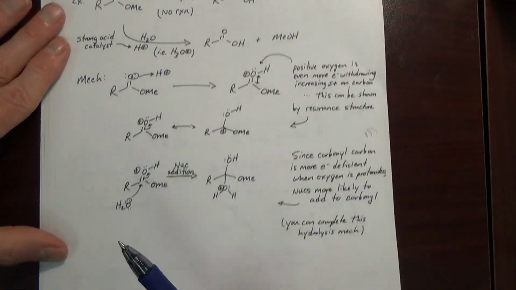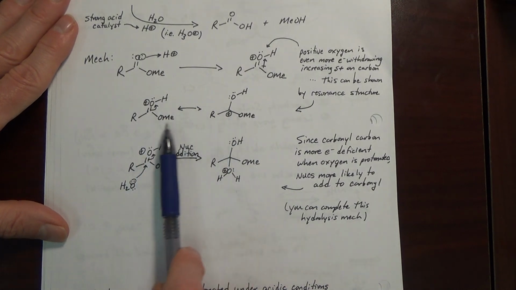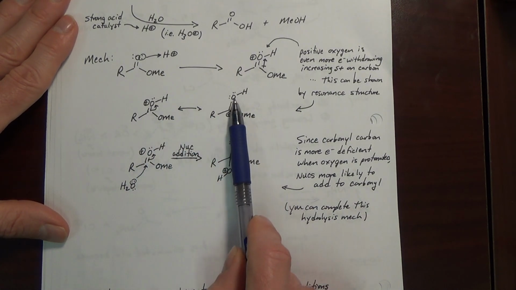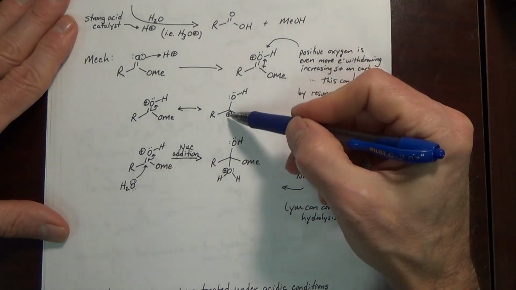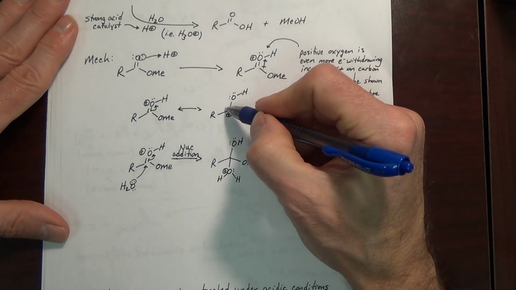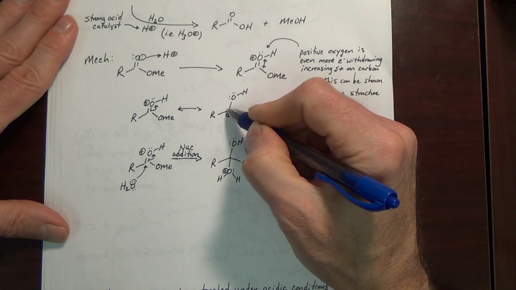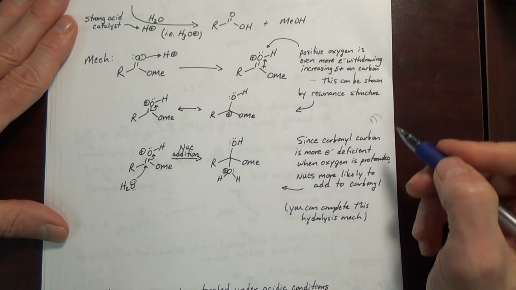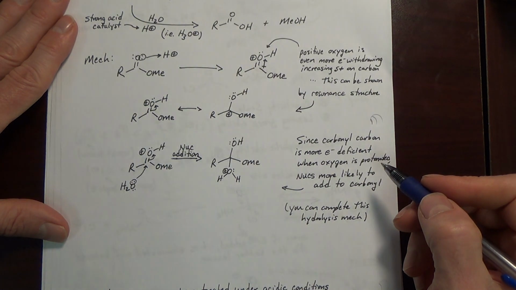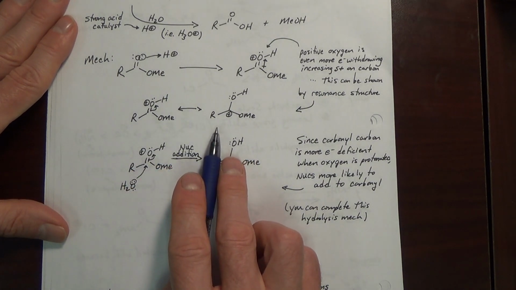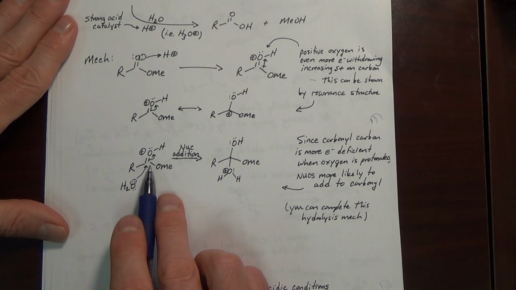In fact, we can do that and just show resonance. If we move the pi electrons onto oxygen, we can show this resonance structure, and we see that the carbon there has a good amount of partial positive character. Because of that, the water will now add to the carbonyl carbon.